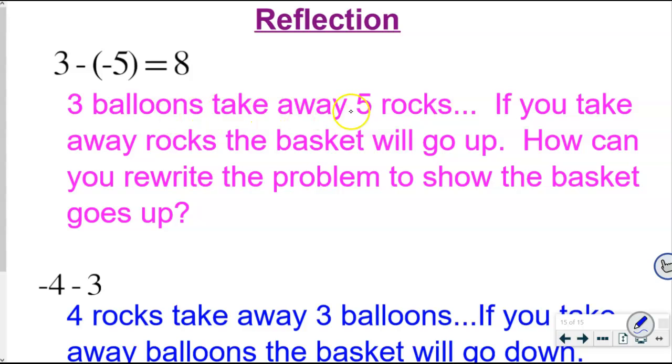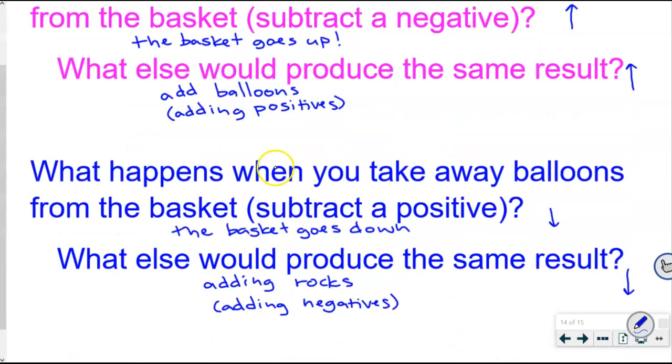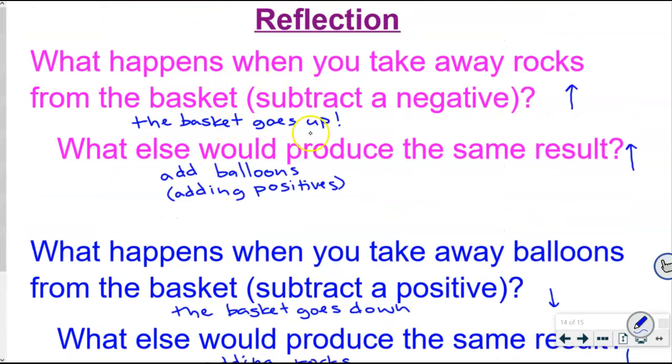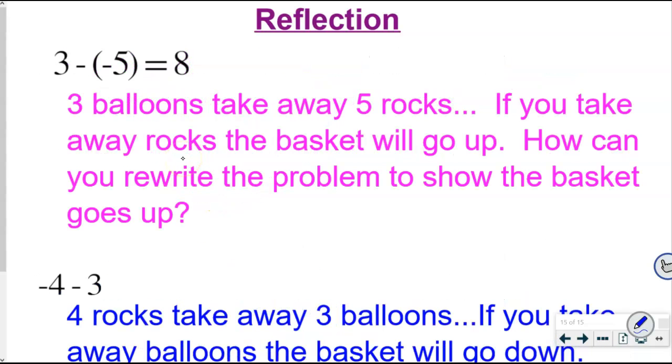3 balloons take away 5 rocks. That's what this problem says. If we take away rocks, the basket is going to go up. So how can we rewrite this problem to show that the basket goes up? You guys just said that when I take away rocks, that is the same as adding balloons or adding positives. So I can rewrite this problem to be 3... what? Has anyone already done that part? A few of you? Tanner, what would you do?